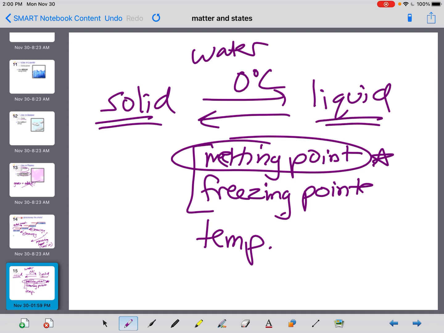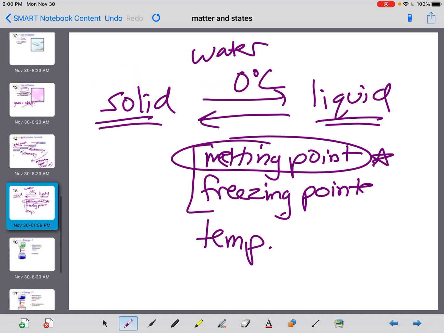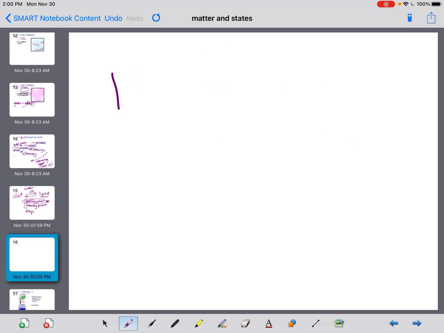So at 0 degrees Celsius, exactly at that temperature, you have a transition state. Water is in between states. Depending on if you're adding heat, it's going from solid to liquid. If you're removing heat, it's going from liquid to solid. Now, let's say we were dealing with liquid to gas.